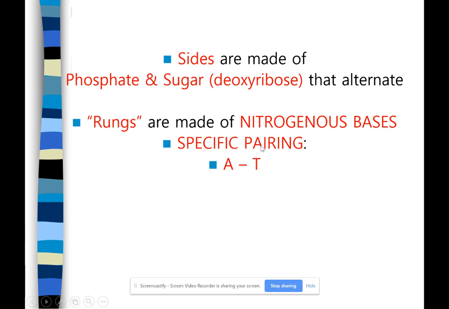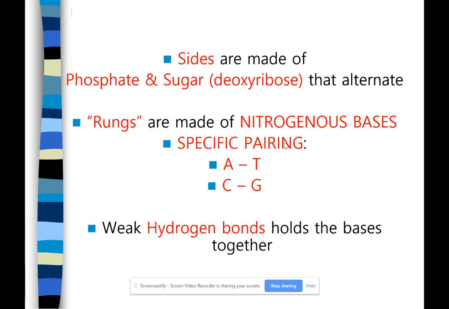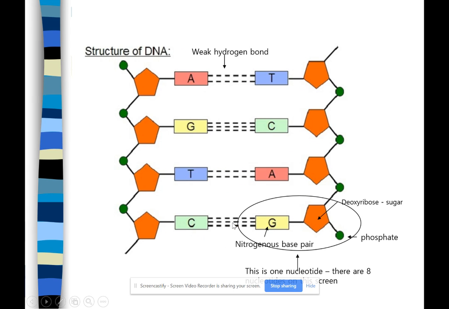And they have to go in a specific order. A always has to go with T. G always goes with C. They always go together. So I remember it as Garden City. A always goes with T, G always goes with C. And they are held together by weak hydrogen bonds.